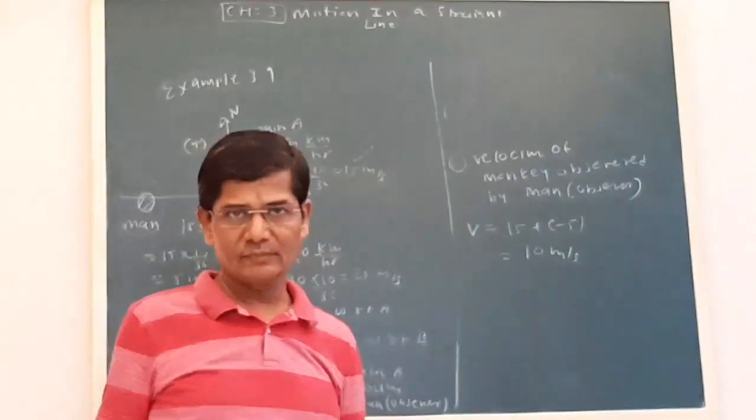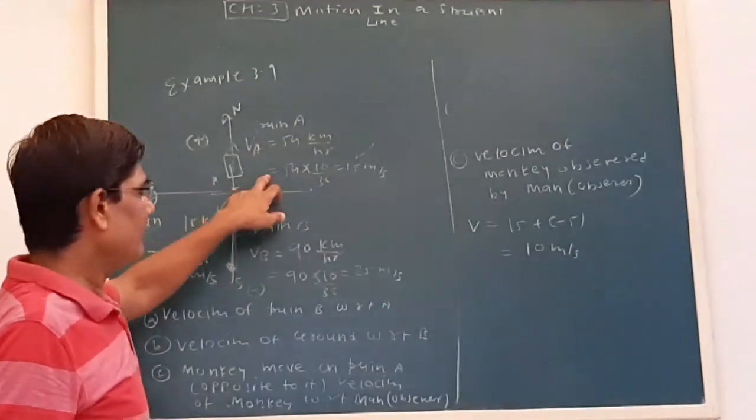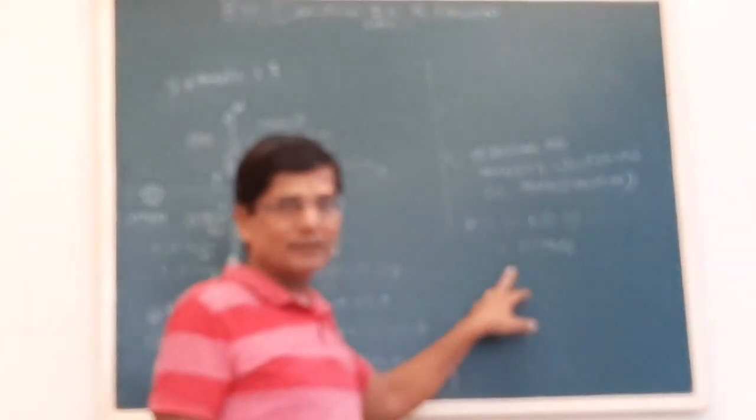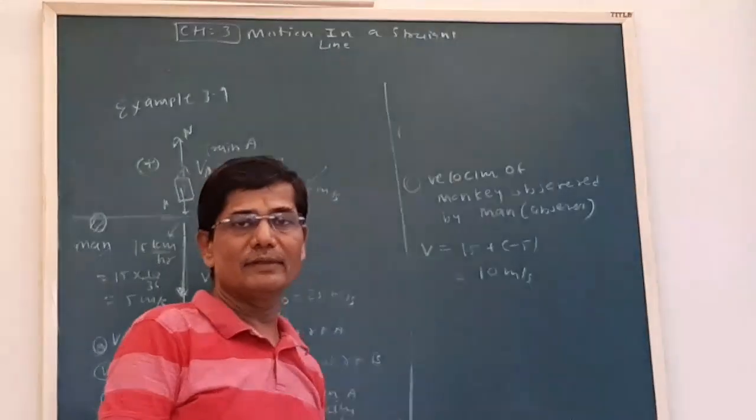Why? Because the man on the earth is a stationary reference frame, so according to him, there will be a sum of the velocities, 15 meter per second and 5 meter per second, but we see they are in the opposite direction, so that will be 10 meter per second.